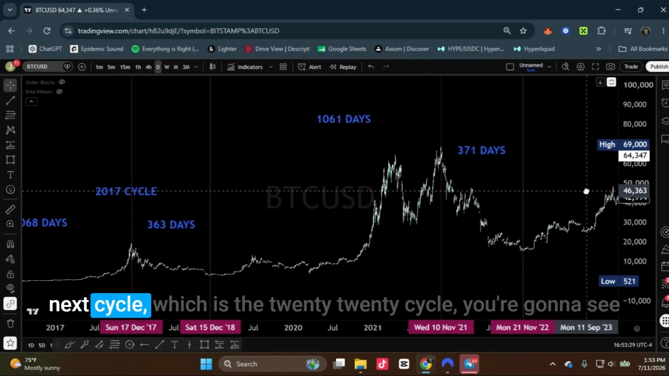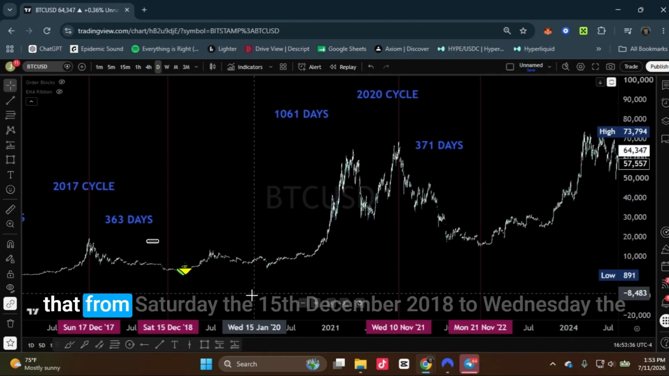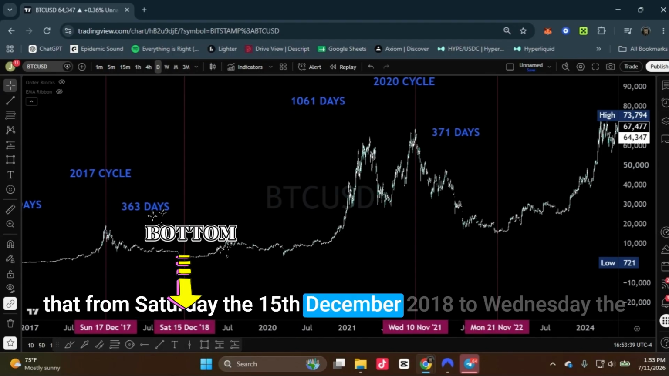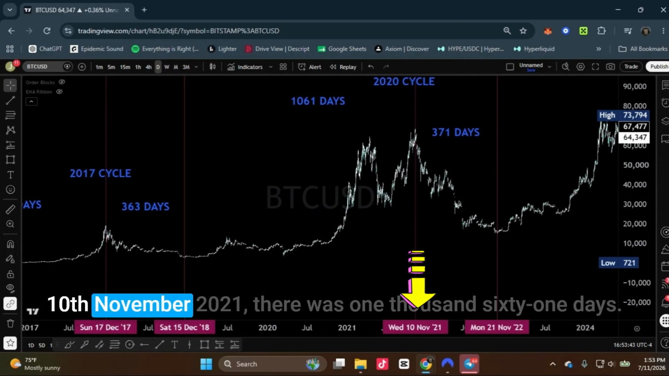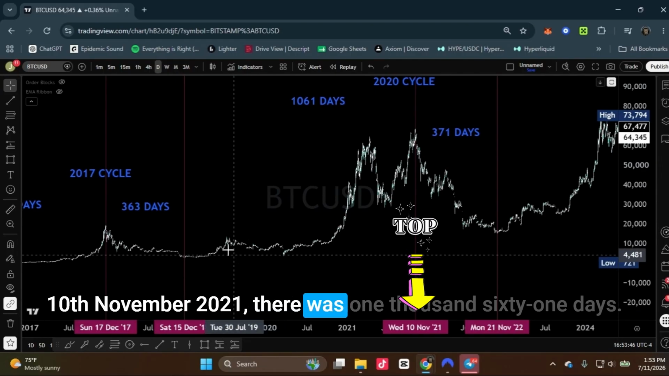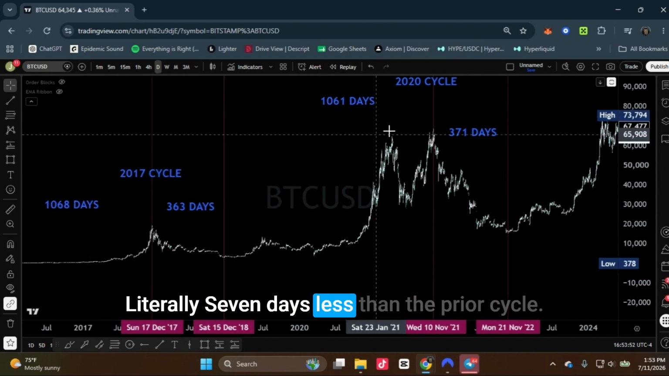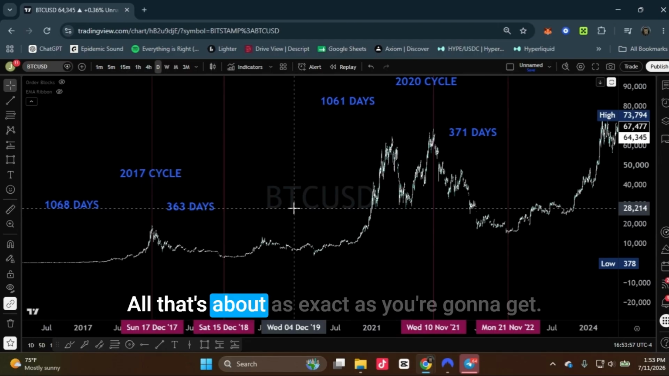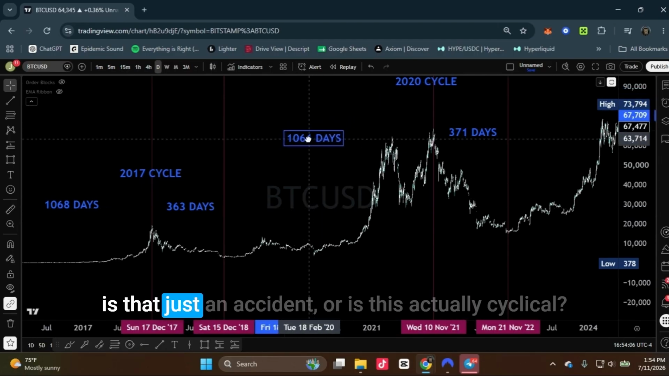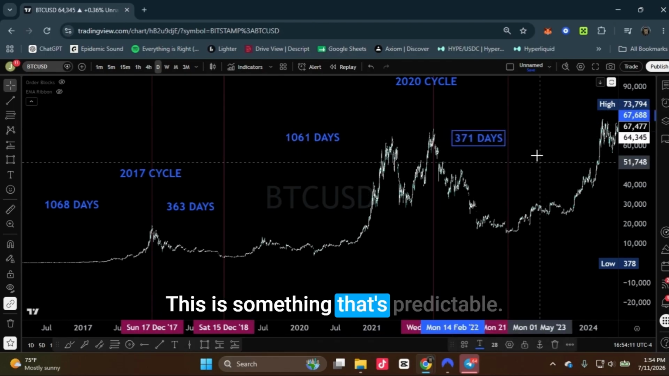Because if you look at the next cycle, which is the 2020 cycle, you're going to see that from Saturday the 15th, December 2018 to Wednesday the 10th, November 2021, there were 1,061 days, literally 7 days less than the prior cycle. So 1 week off. That's about as exact as you're gonna get. Is that just an accident, or is this actually cyclical? This is something that's predictable.